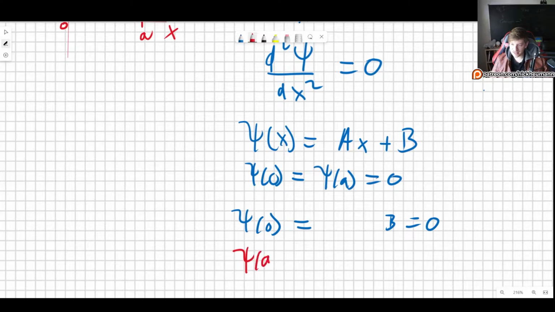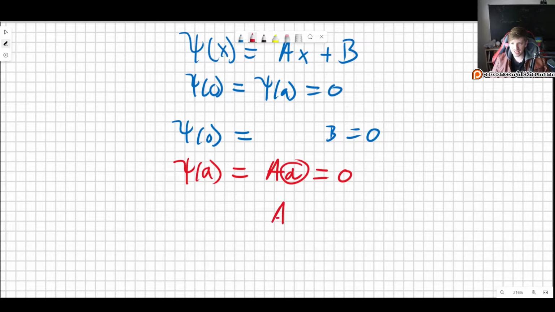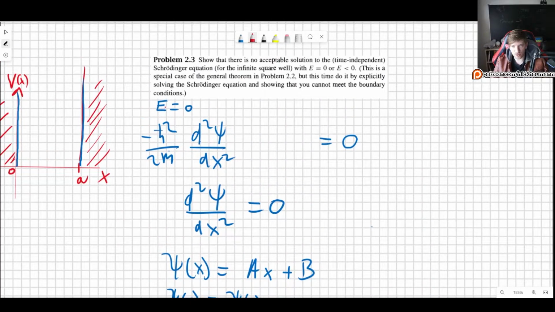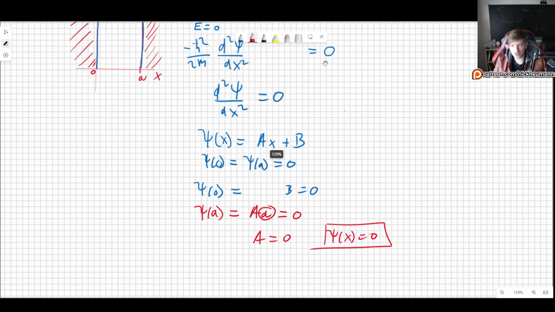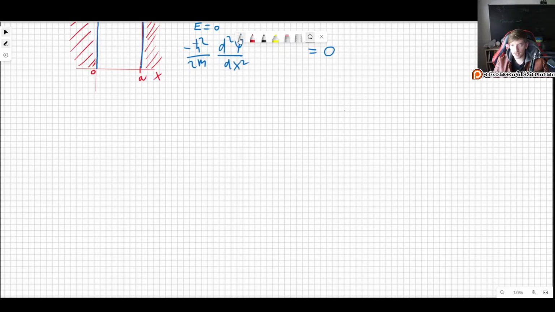Now psi at a tells us that A times a has to be equal to 0. But a is just a constant. It's like, I don't know, 5 or something. So of course it's not 0. So this means that A also has to be 0. So our wave function is always going to be 0, which of course is not a real thing. That's nothing, it's not normalizable. You can't do anything with that. So this is not an acceptable solution. So we can see that for the case where the energy is 0, we simply do not get anything that we can work with. It is not normalizable.